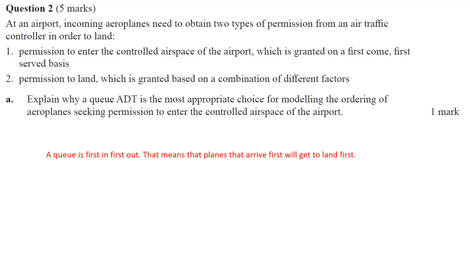We want to relate in these questions the abstract features of the ADT to the real life situation. So we've mentioned the first in, first out aspect of a queue, and we've said that means the aeroplanes that arrive first will get to land first. So we're not saying too much extra, but we are relating real life to theory.